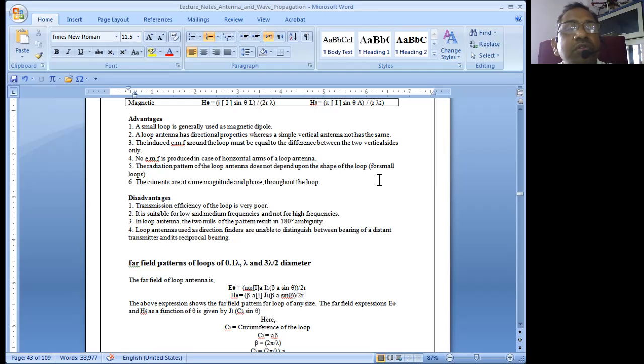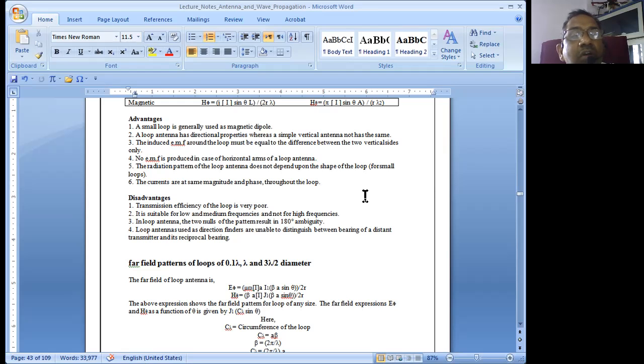So no EMF is induced in the horizontal arms of the loop antenna. In the horizontal arms, because it is vertically polarized, no EMF is induced. Now, the shape of the radiation pattern of the loop antenna is irrespective of the shape of the loop that we form. The currents are of the same magnitude and phase throughout the loop while the wave is propagated through the antenna.